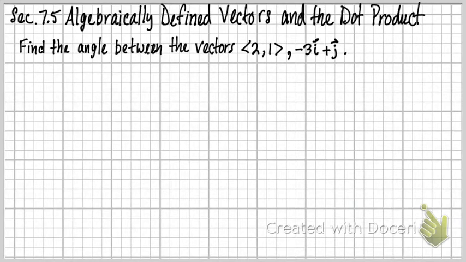Now here's another problem here. It says find the angle between the vectors 2, 1 and negative 3i plus j. Now I did this on purpose because I want you to get used to both forms of this. So now I'm going to want these in bracket form because for me that's easier to work with when I see it that way. So this is 2, 1 here. And this one would be negative 3.